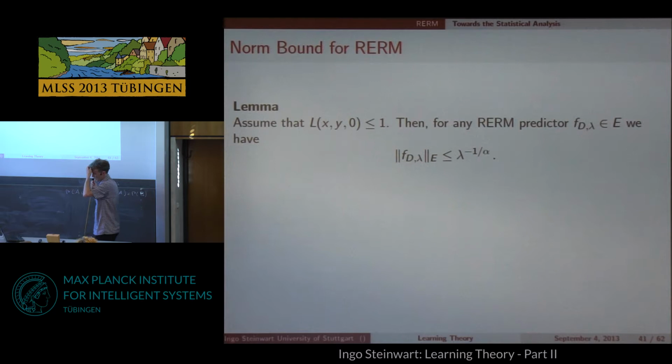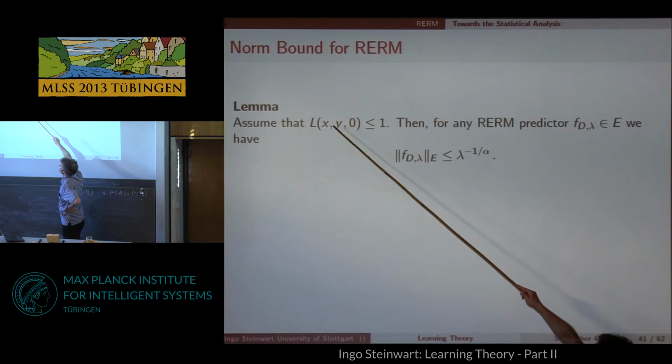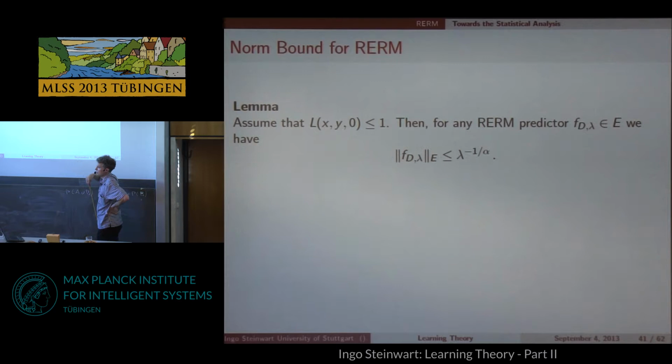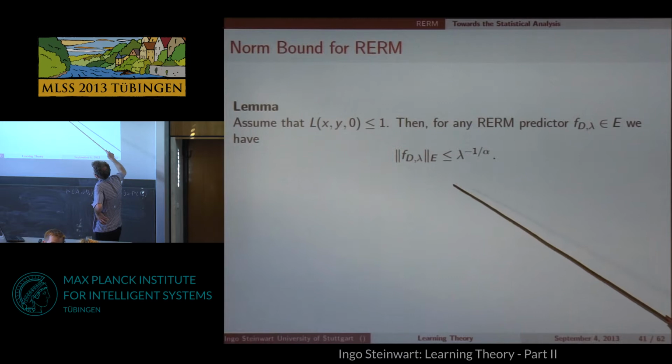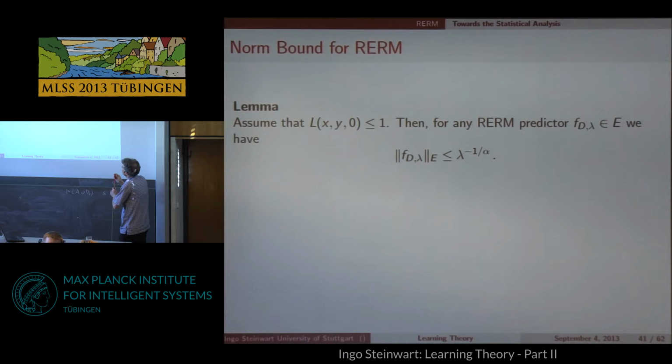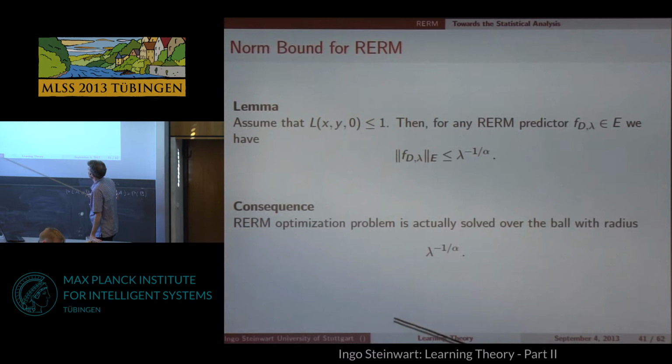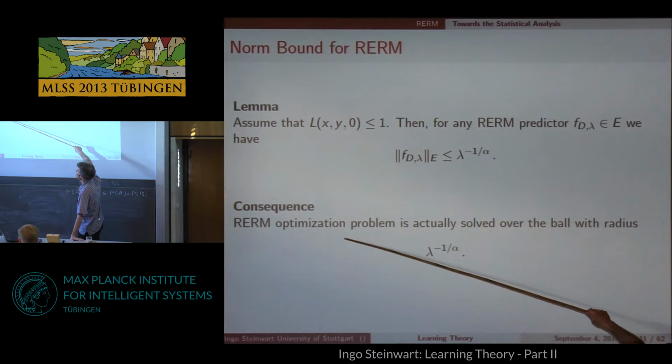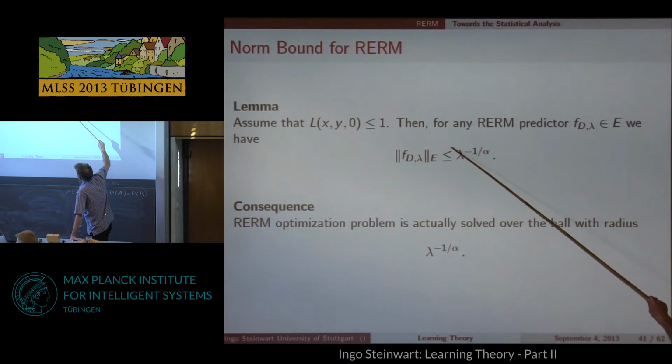Assume, for simplicity, that our loss function for prediction 0 is smaller than or equal to 1. We could replace that by some other constant. Then the result says that whenever I choose a regularized empirical risk minimizer predictor with the regularization parameter lambda, its norm is bounded by lambda to the power minus one over alpha. So that means, instead of considering the optimization problem over the entire space E, the minimum can be sought in the ball with this radius.